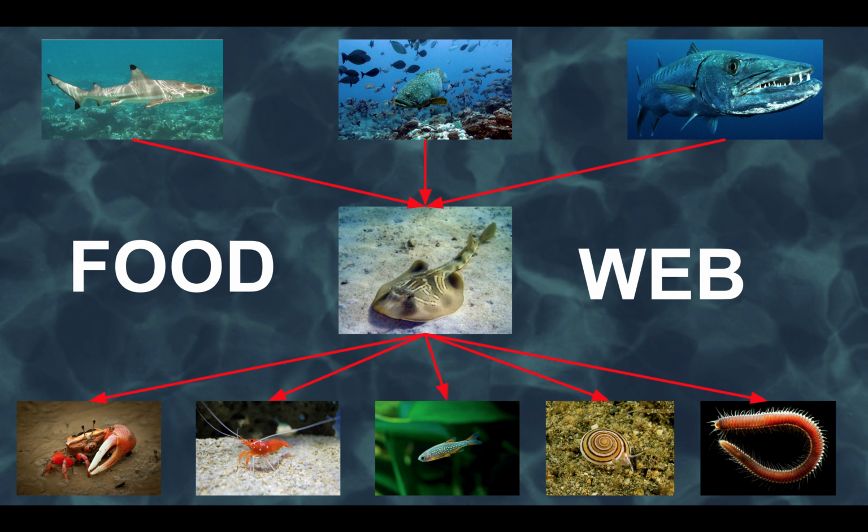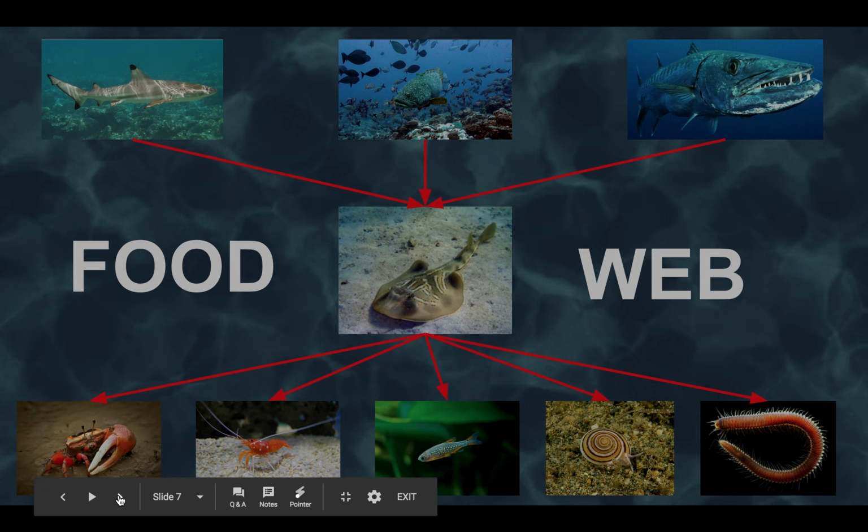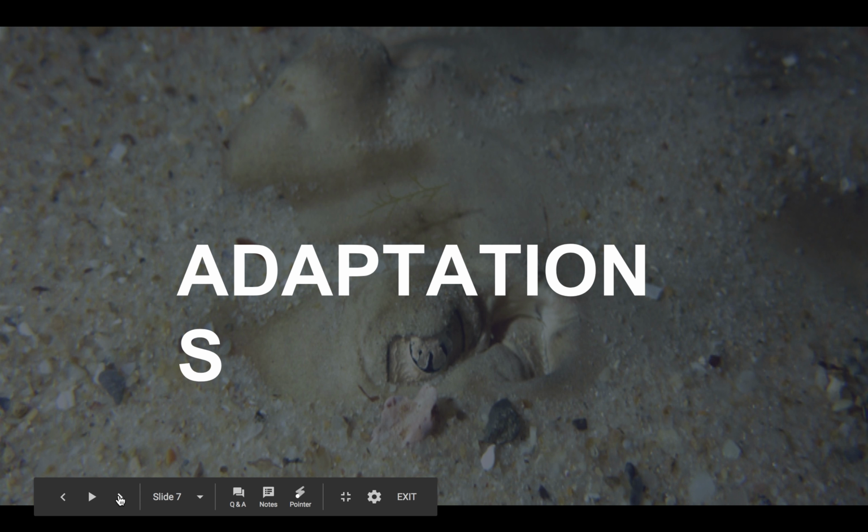The rays, like I said before, feed on crustaceans such as crabs, small shrimp, as well as small fish. And a large part of their diet is snails and polychaete worms. So that's where they stand in there. So I talked about the adaptations, their habitat, and what they eat.